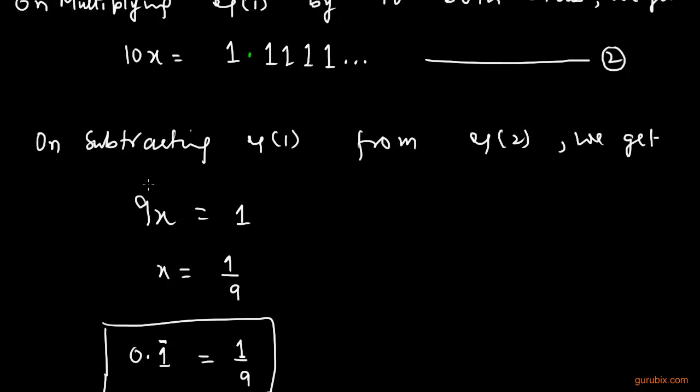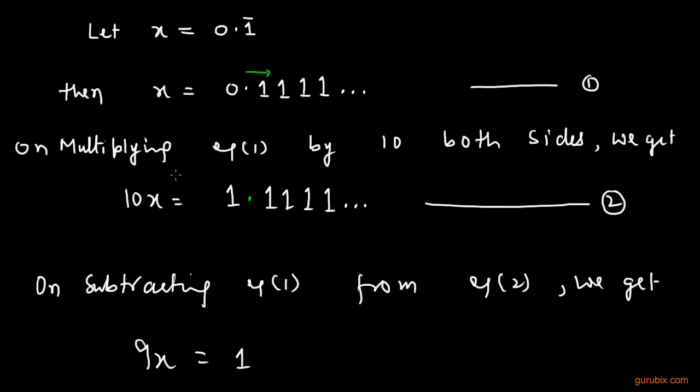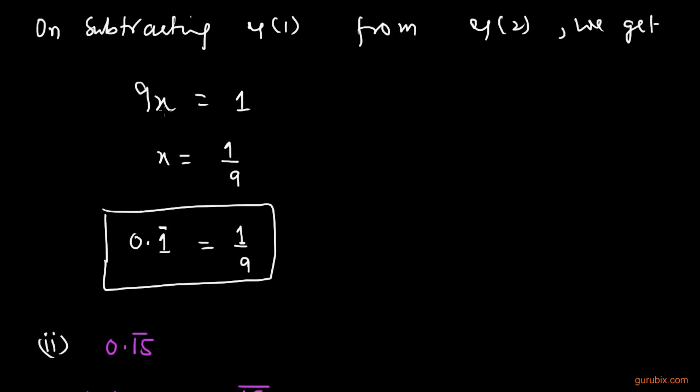Now we shall subtract equation 1 from equation 2. If we subtract equation 1 from 2, we get 10x minus x equals 9x, and the decimal parts of these two numbers are the same. So if we subtract 0 from 1, we get 1. So 9x is equal to 1, therefore x is equal to 1 over 9. This means 0.1 bar is equal to 1 over 9. So this is the solution of part 1.